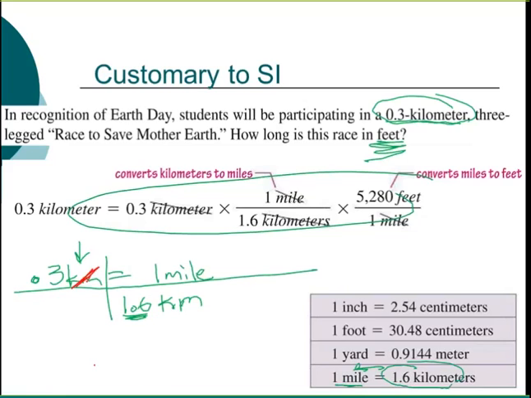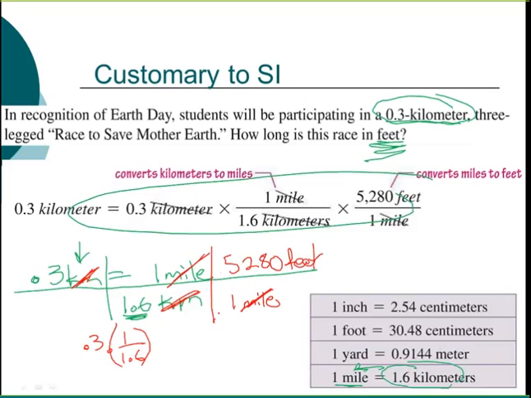So now I canceled my kilometers, and I'm left over with the 1 on top and the 1.6 on the bottom. So basically the math so far is 0.3 times 1 over 1.6. And I want to then take my miles and get them to cancel, because I want my miles to turn into feet. And we know that in 1 mile, there's 5,280 feet. And so my miles go away, and I'm left with multiplying by 5,280 to result in a final number that looks like feet.